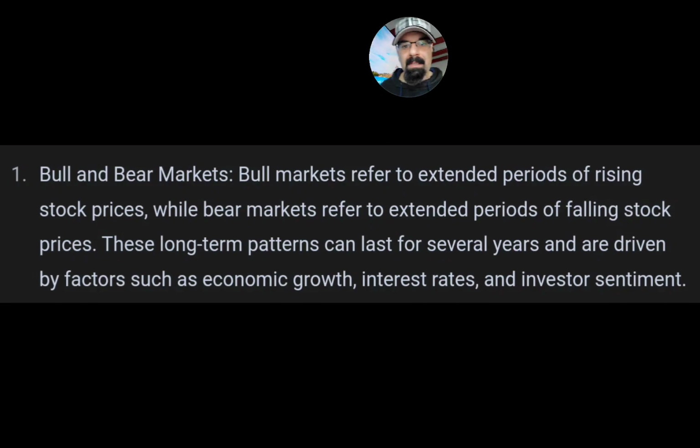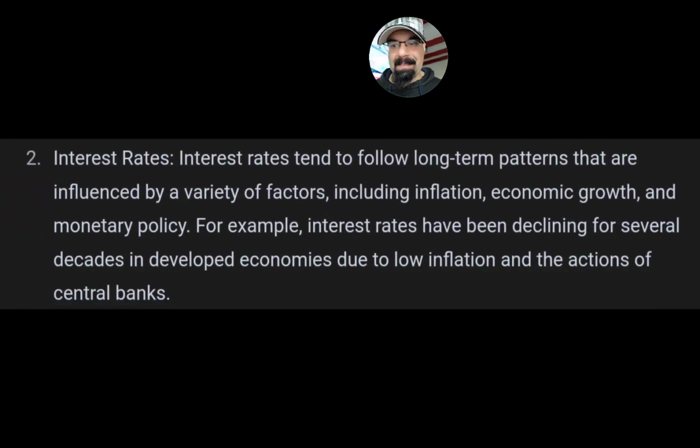These long-term patterns can last for several years and are driven by factors such as economic growth, interest rates, and investment sentiment. So in the short term, I talked about more of the individual person, your mindset. But in the long term, I'm talking about a market in particular. We're talking about finance, stocks, cryptos.